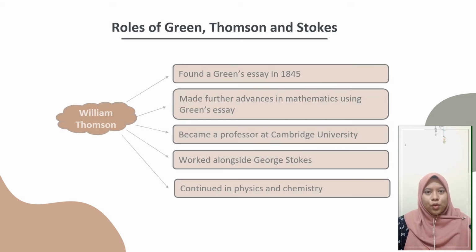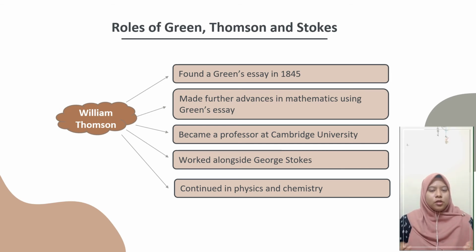In 1845, William Thomson unintentionally found a photocopy of Green's essay and realized the essential aspect of Green's theory. William Thomson, also known as Lord Kelvin, made further advances in mathematics and science using Green's essay. After that, Thomson became a professor at Cambridge University and worked alongside a man called George Stokes. Both Thomson and Stokes had interest in Green's theory. William Thomson then continued in physics and chemistry, making significant advances in the theory of heat, electricity, and magnetism.